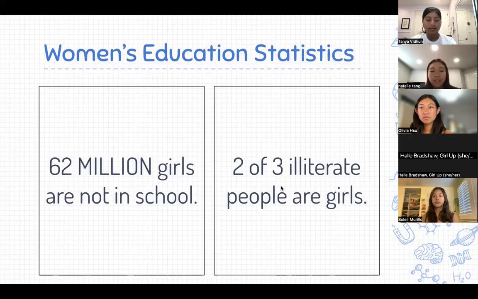In another one of our meetings, we learned about some statistics regarding women's education. And especially since my education is so important to me, it was very shocking and eye-opening that 62 million girls are not in school and 2 of 3 illiterate people are girls. Girls' education has become one of the issues I care about most, similar to many of our Valencia Girl Up changemakers.